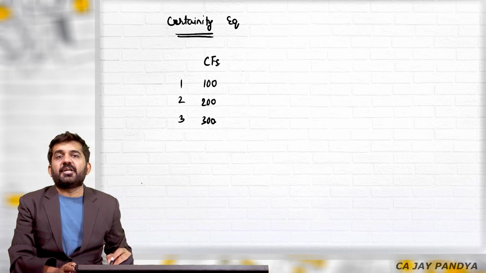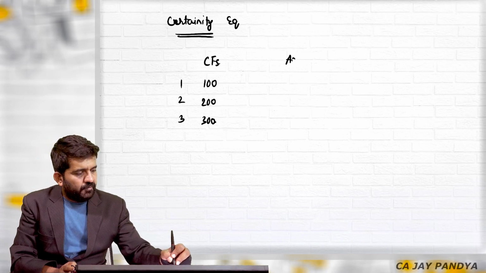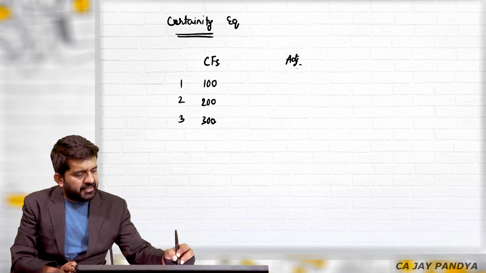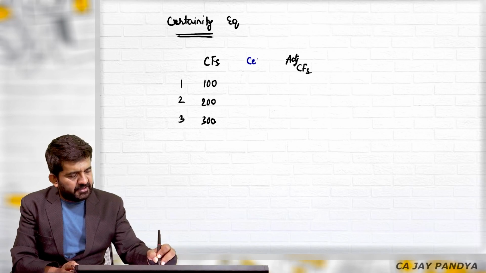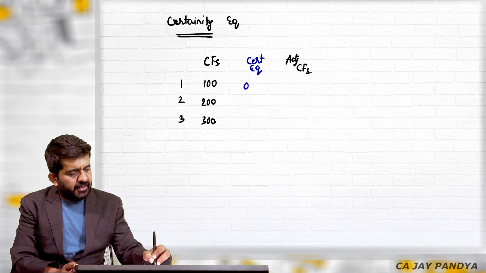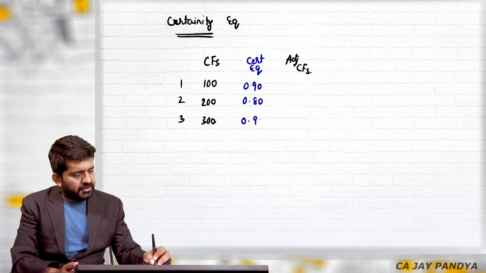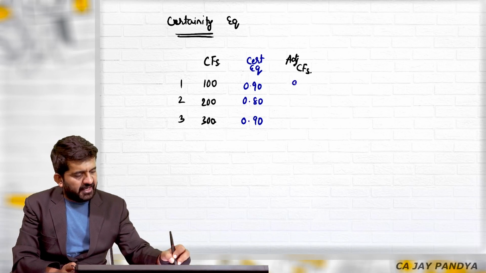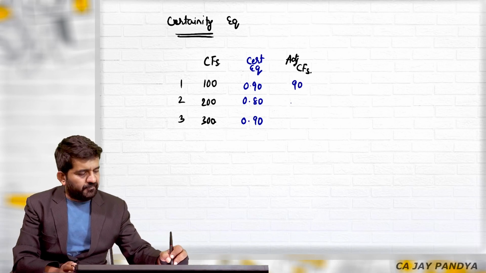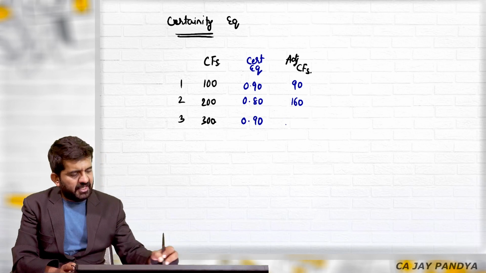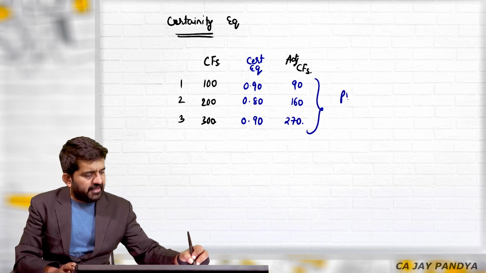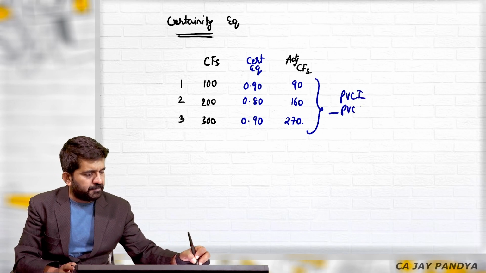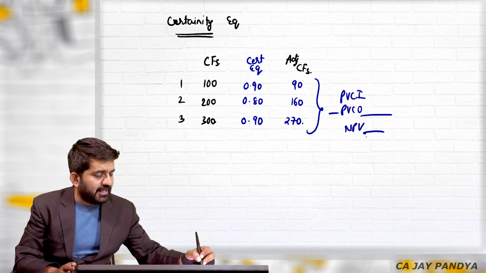Instead of taking cash flows, we take adjusted cash flows by multiplying cash flow with the certainty equivalent, which may be 0.90, 0.80 and 0.90 again. So instead of taking 100, we'll be taking 90. Instead of taking 200, we'll be taking 160. Instead of taking 300, we'll be taking 270. And then find out present value of cash inflow minus present value of cash outflow. I will still get the answer of NPV.